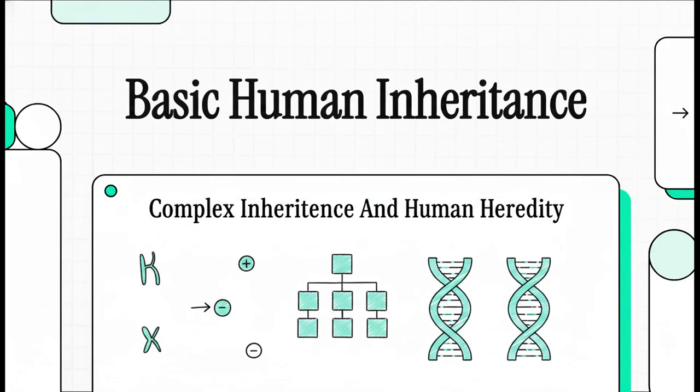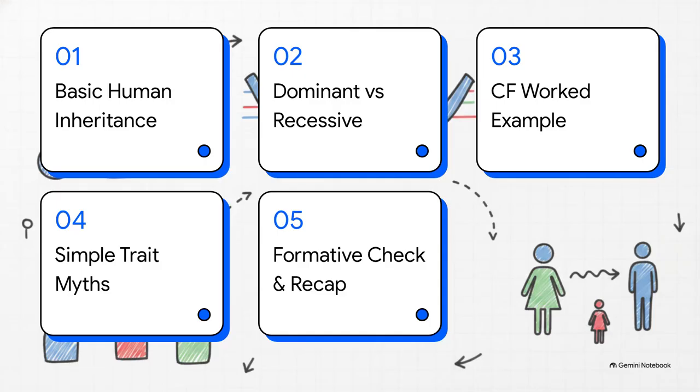Get ready because we are tackling an absolutely fascinating topic today. G9, biology, UO3, LO3, complex inheritance and human heredity, and basic patterns of human inheritance. If you've ever wondered exactly how traits and sometimes even genetic conditions are passed from one generation to the next, well, you're in exactly the right place. Let's get into it. Okay, let's dive into this.